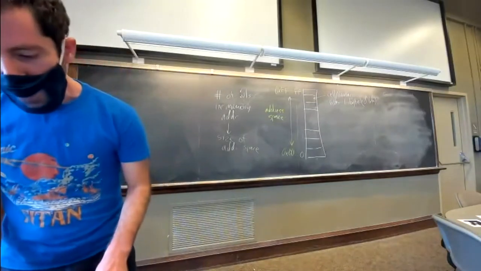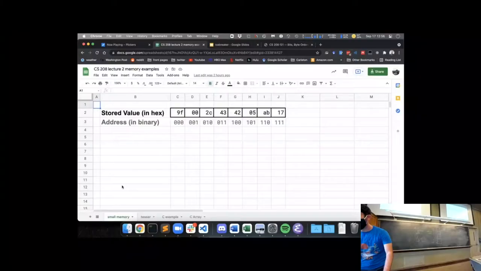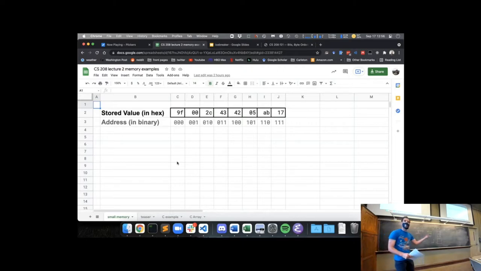We can see a small example of this in this little memory here. This is a memory that has addresses that are 3 bits, so just 3 zeros or ones. With these 3 bits, we can give 8 names, 8 indexes to places in memory, because we can create 8 different values using 3 bits. And then each of these spots in memory is going to store 1 byte.